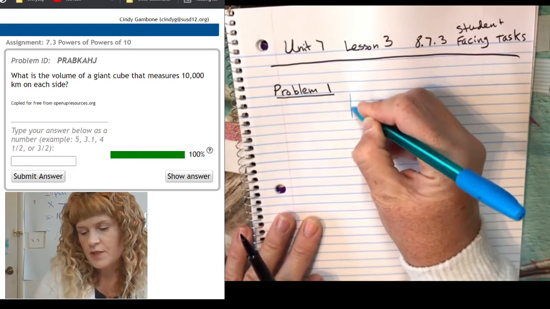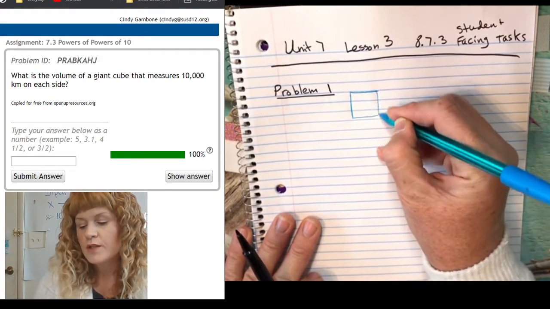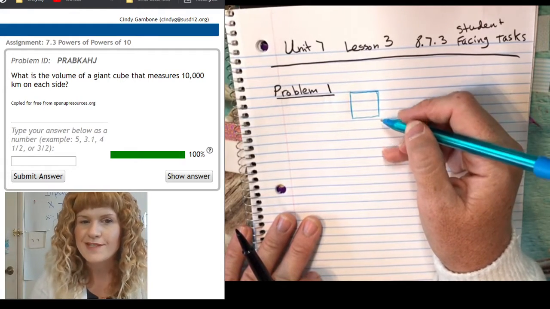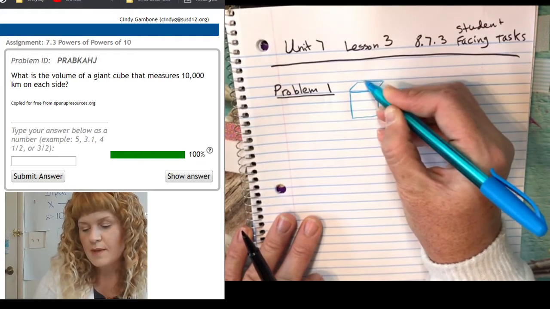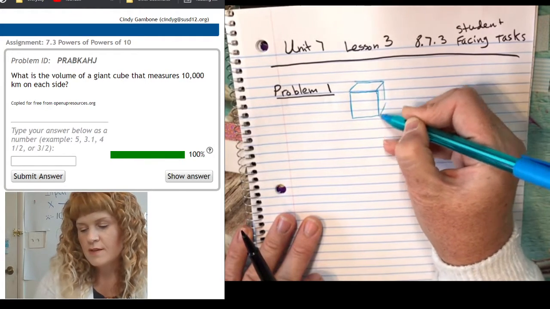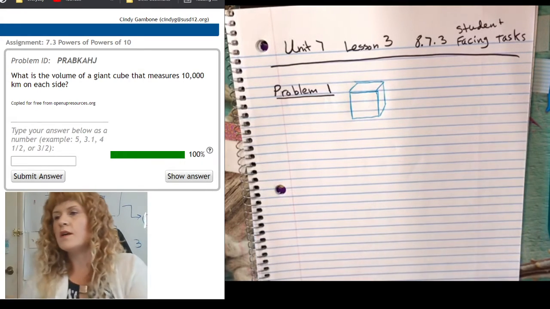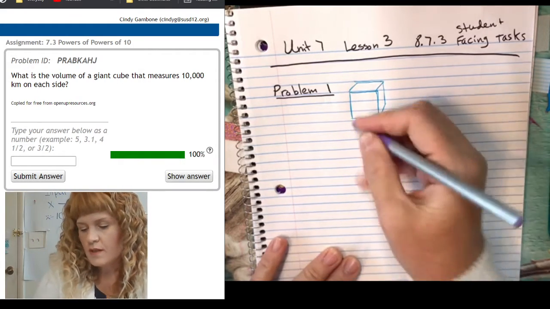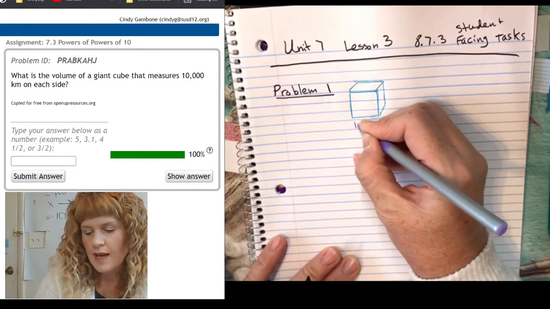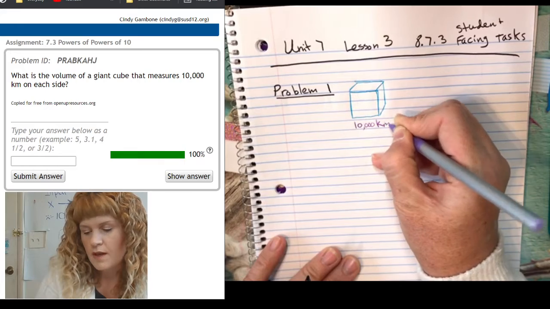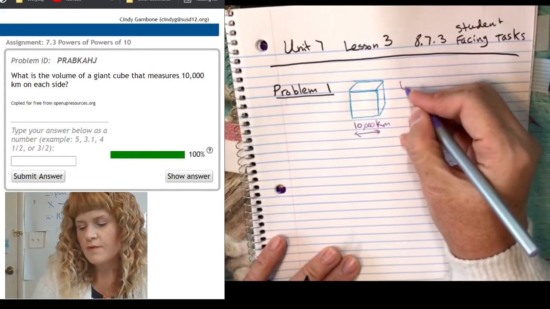Okay, I'm going to draw a picture and I want you to do the same thing. In your notes, draw a cube. It doesn't matter if it's giant or not because we can scale it up or down and we're going to write the dimensions. Okay, so here's my cube and they told us the dimensions are 10,000 kilometers on each side because it's a cube. So you know each side is the same and the units are kilometers. What is the volume of the cube?